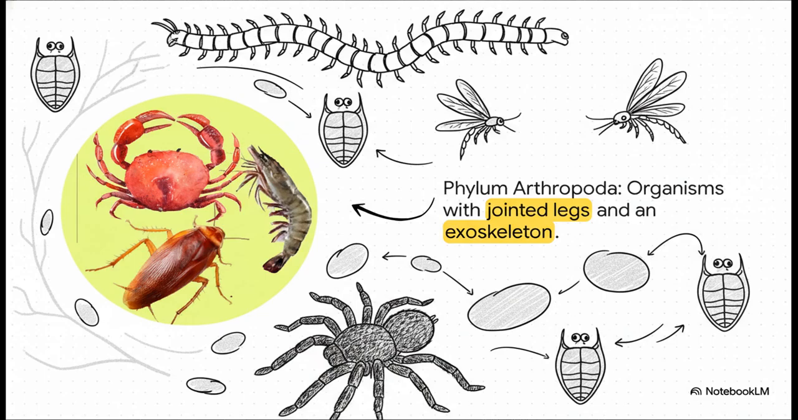We're talking about arthropods, and they are hands down the most successful animal group on the entire planet. This phylum is just enormous. It has everything from crabs and insects to spiders and scorpions. So what's the one thing that ties this crazy diverse group together? 2 things: jointed legs and a hard outer shell, which we call an exoskeleton.